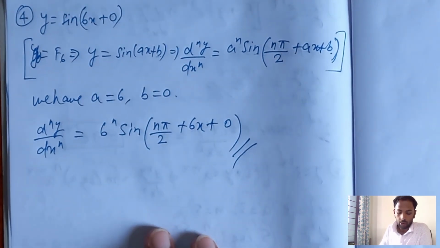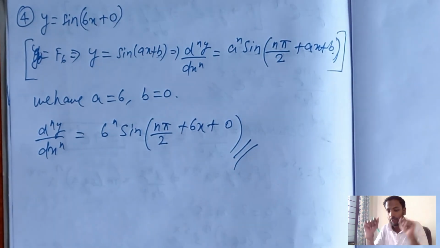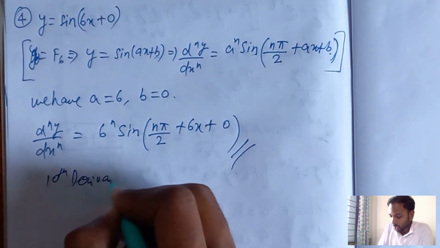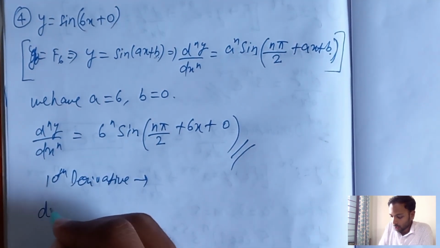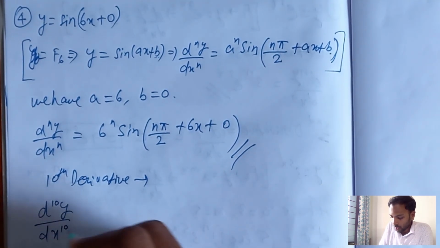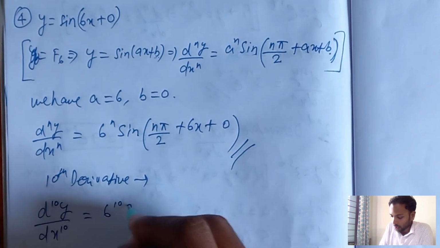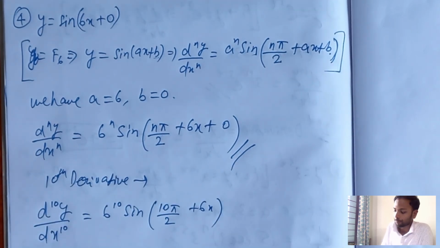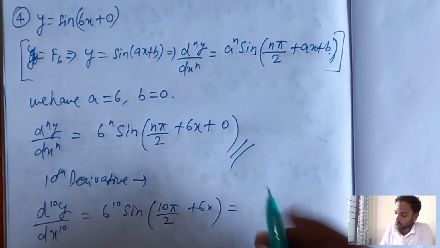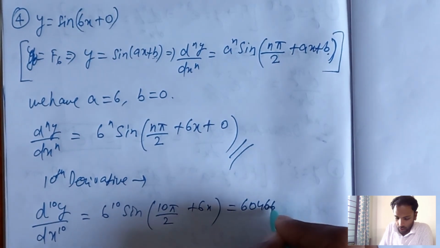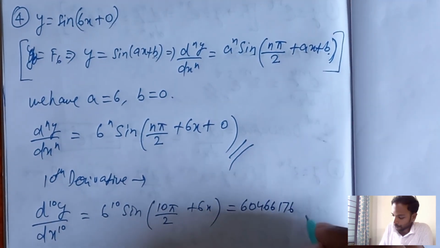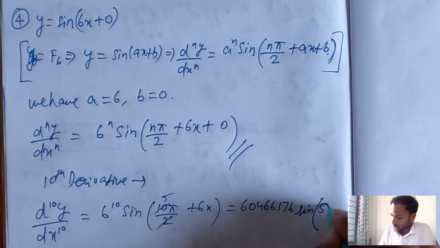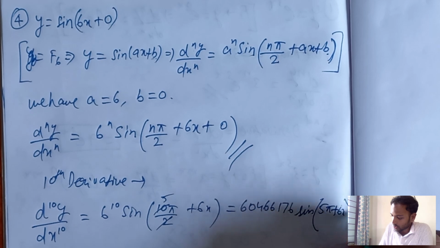Now, since we know the nth derivative, let's find the 10th derivative from it. So the 10th derivative is equal to 6 power 10 sine of 10 pi by 2 plus 6x. That is equal to 6 power 10, whose value is 60466176, and then sine of, 2 5s are 10, so 5 pi plus 6x.